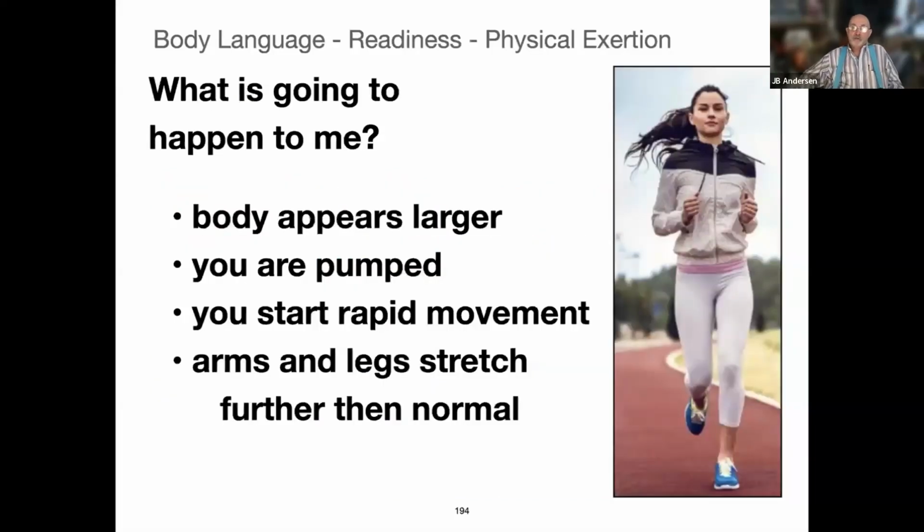So sporting events anyway. What's going to happen to me? Oh boy, I hope I don't fall down. What if somebody passes me? In order to get ready for an athletic event like that, your body appears bigger, you get enlarged, you're pumped up. Rapid movement is about to begin or has begun. And you stretch your arms, your legs, everything stretches out more than when you're not involved in some sort of physical exertion, exercise, or an event of some sort.